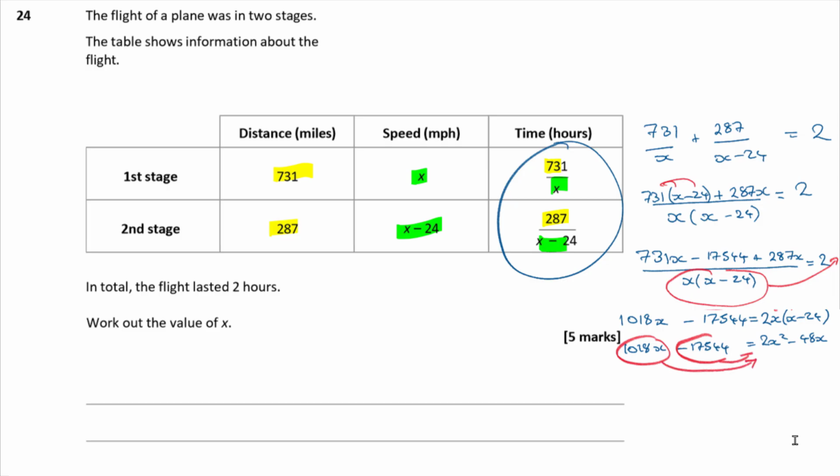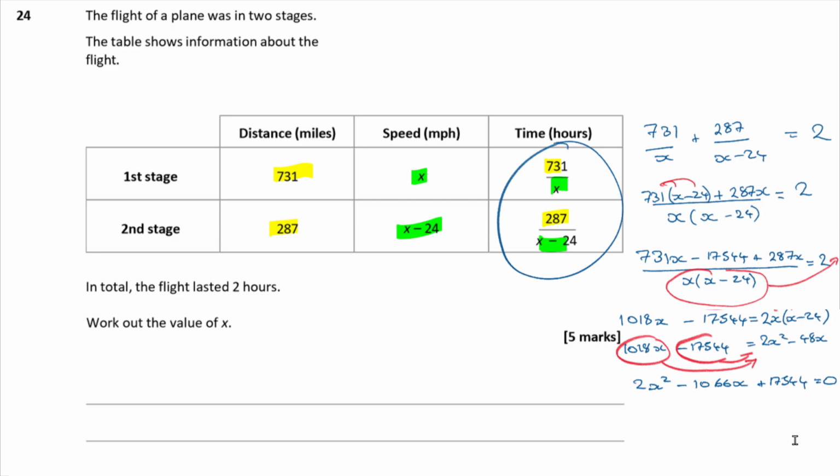So that's going to give me 2x squared, and then I've got minus 48x, and I'm going to be taking away another 1018x. So 48 and 1018 together make 1066. So that's going to be minus 1066x. And then I've got plus 17544, and that's all equal to 0. So now I've got a quadratic, haven't I?